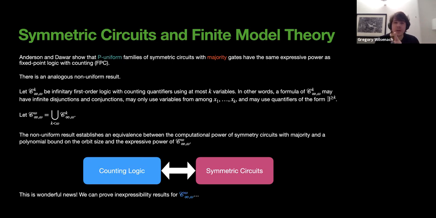Yeah, somebody had a question? Yeah, I do. I have a question about the meaning of these counting quantifiers. When you say exists greater than or equal to k, does that mean there are at least k assignments to this variable, or?